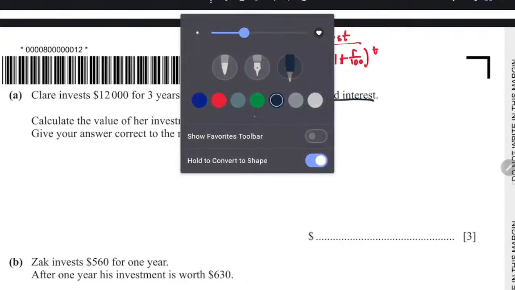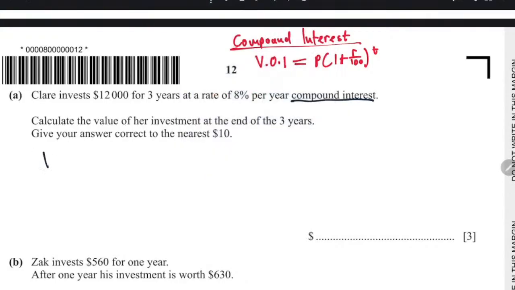So let's go. Value of investment. And that's good. We are lucky because that's the question they actually want. So we say value of investment is equal to principal multiplying 1 plus rate over 100 to the power of time. Are we together? What is the principal?